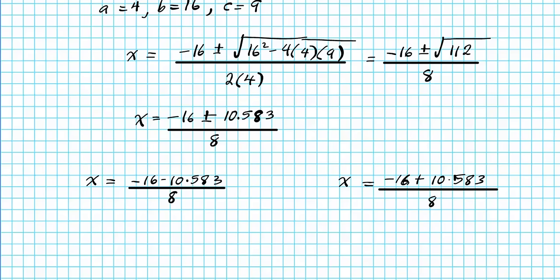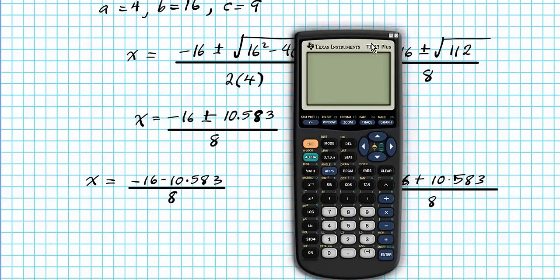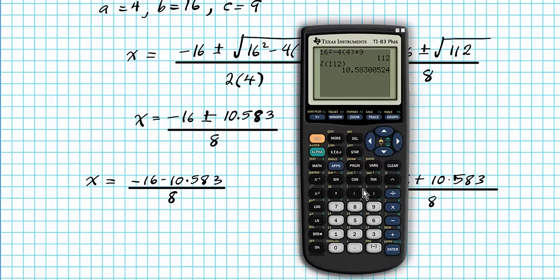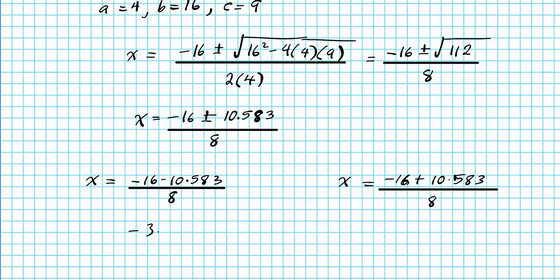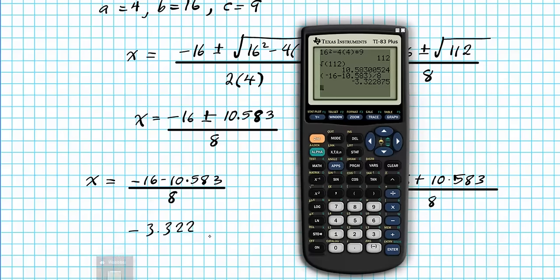All right, so let's do the first one. Now, since you have multiple terms in the numerator, you want to make sure you use parentheses appropriately. So negative 16 minus 10.583. Close the entire numerator, divided by 8. Negative 3.3229. That's the first one.